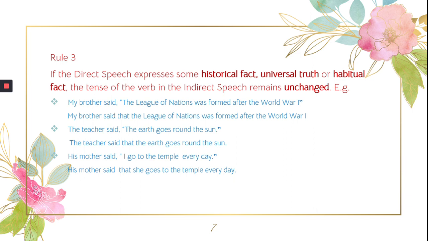The next example is, his mother said, "I go to the temple every day." Now here it is some habit, it is a habitual fact. So it will change like, his mother said that she goes to the temple every day, and the tense of the verb in the indirect speech is not changing.